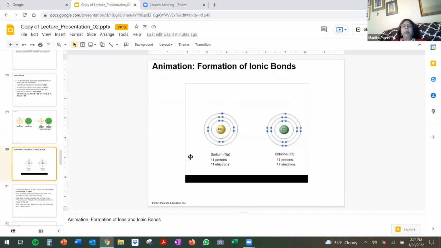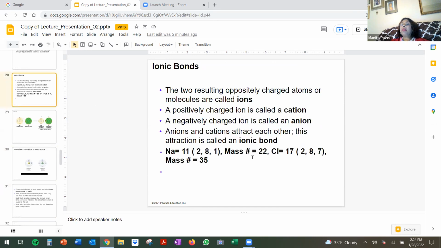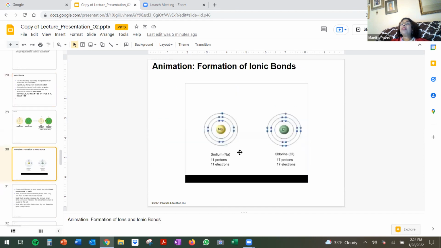So I've explained the number of protons. Now let's use that information of atomic mass or mass number. I gave you here in this slide the mass number for sodium is 22 and chlorine was 35. How do we use that information? What was mass number or atomic mass referring to? Number of protons, P plus N.